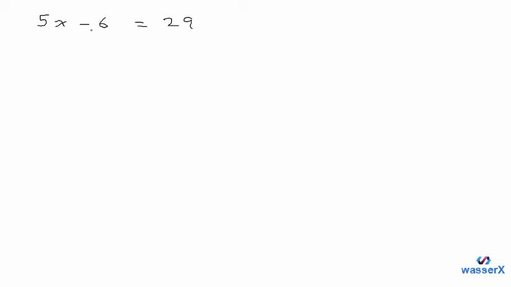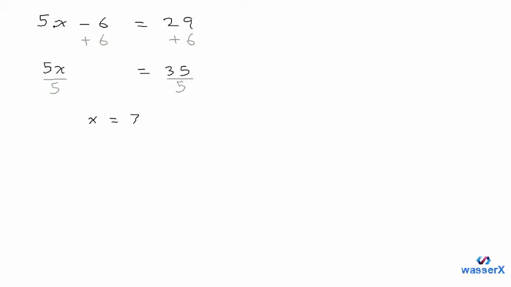And to do that, you obviously want to get rid of this minus 6 by adding 6 to both sides. So we have 5x minus 6 plus 6, which is 0, or 5x is equal to 29 plus 6. And that's 35. And x is nothing but 5x divided by 5. And you do the same thing on the other side. 35 divided by 5, or 35 over 5, which gives you x is equal to 7.